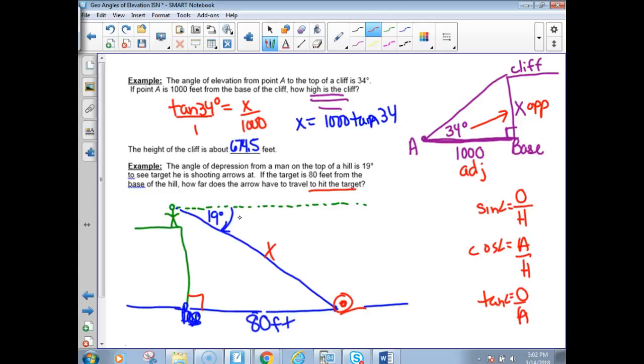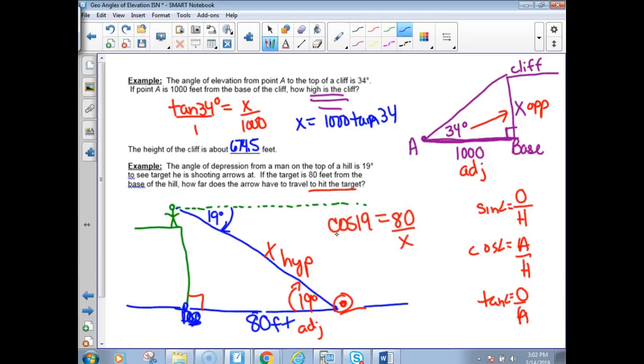Okay, so I just need you guys to realize that when you have an angle of depression, it's equal to its corresponding angle of elevation. So this is actually an angle of elevation. These are equal because of our alternate interior angles, okay? So you can put the 19 down here too. And now it would be cosine because this would be your adjacent leg and this would be your hypotenuse. So the cosine of 19 equals 80 over x.